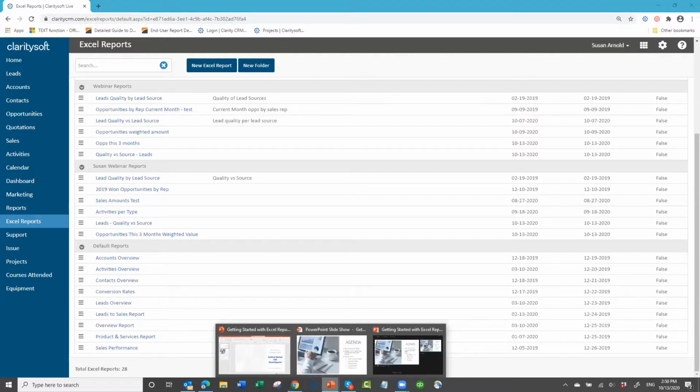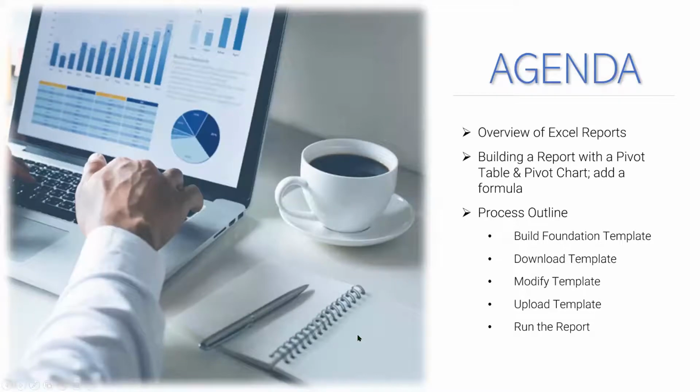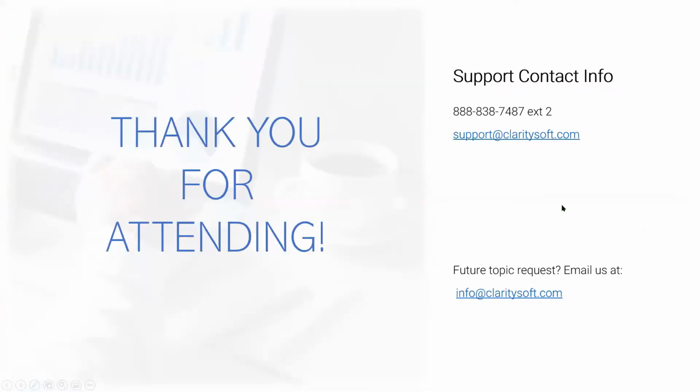And go back here. If you need help, Jay in tech support is kind of our Excel person that you can give a call to tech support and maybe ask for Jay if you need help on setting up an Excel report. And their number is 888-838-7487, extension 2, or email them at support@claritysoft.com.